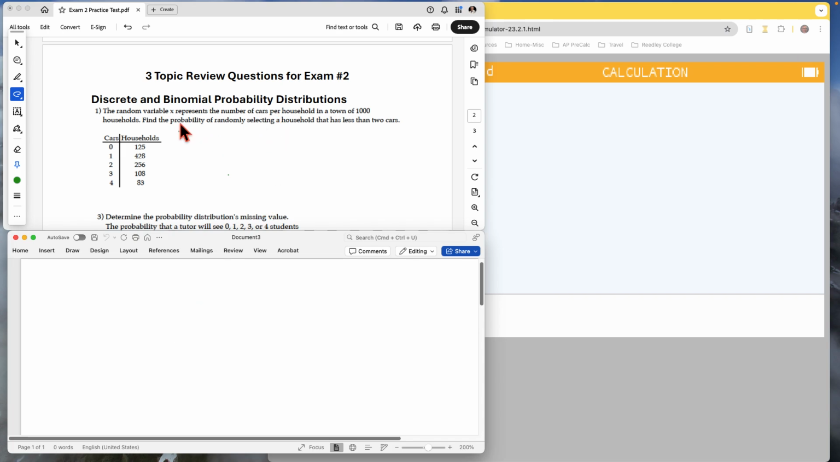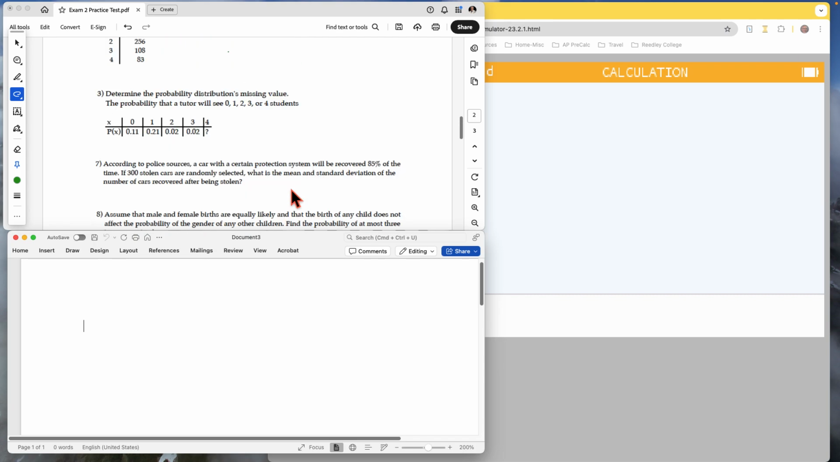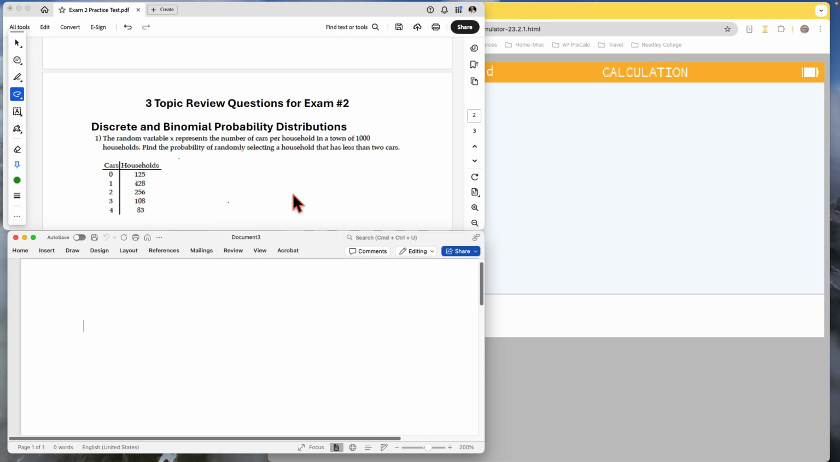These are 5 questions involving discrete and binomial probability distributions. The multiple choice options have been taken away, but you should be able to do these. The nice thing is you won't have any distractors. So how do we do this?